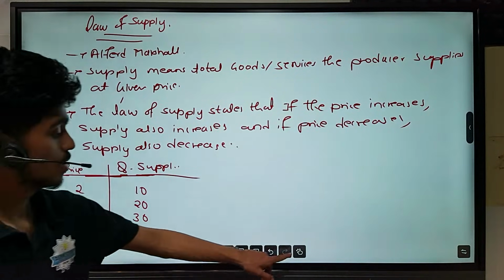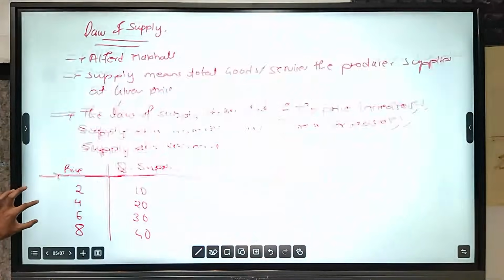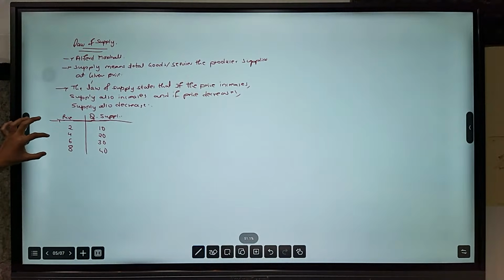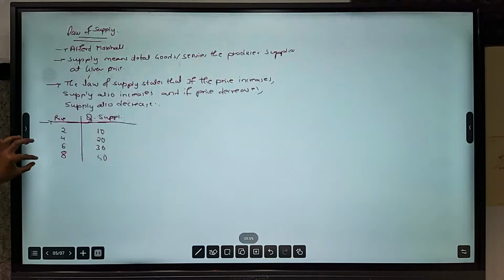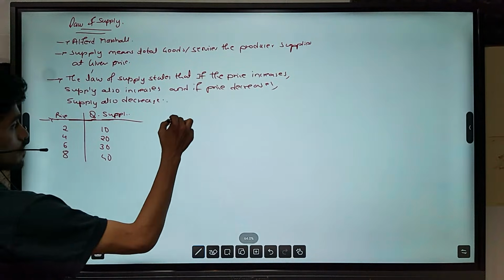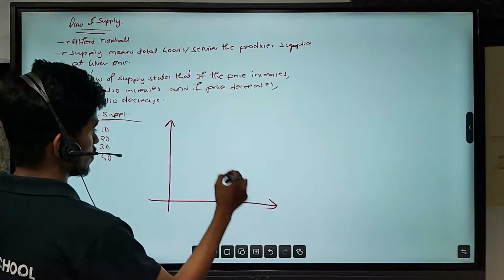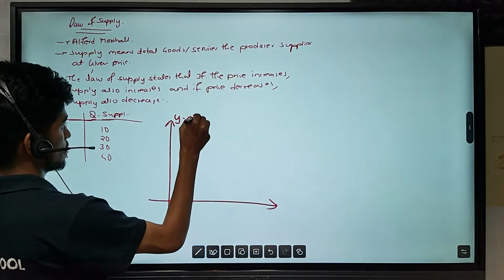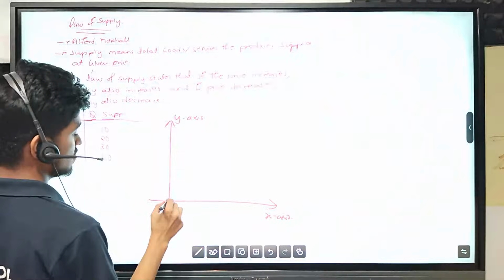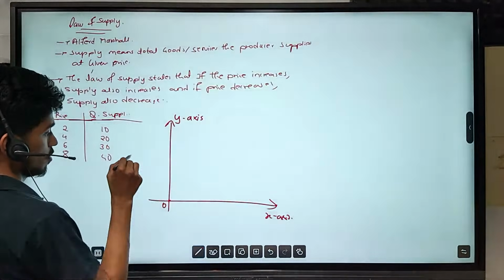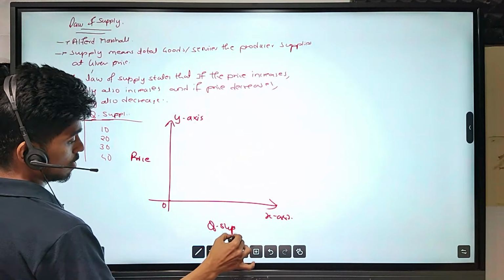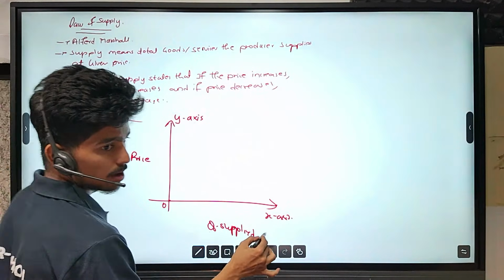Now this you have to show with the help of a diagram. How are you going to show it with the help of a diagram? Again, y-axis, x-axis, 0. Here will be price, and this will be quantity supplied.